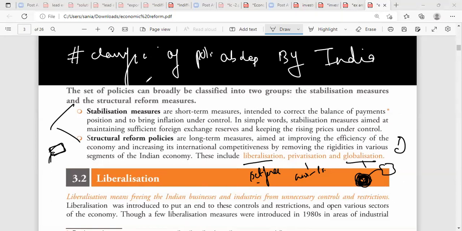In stabilization, there are two. One is the first one, another one is the in simple words. Just write till here. And the second one, you have to write everything.